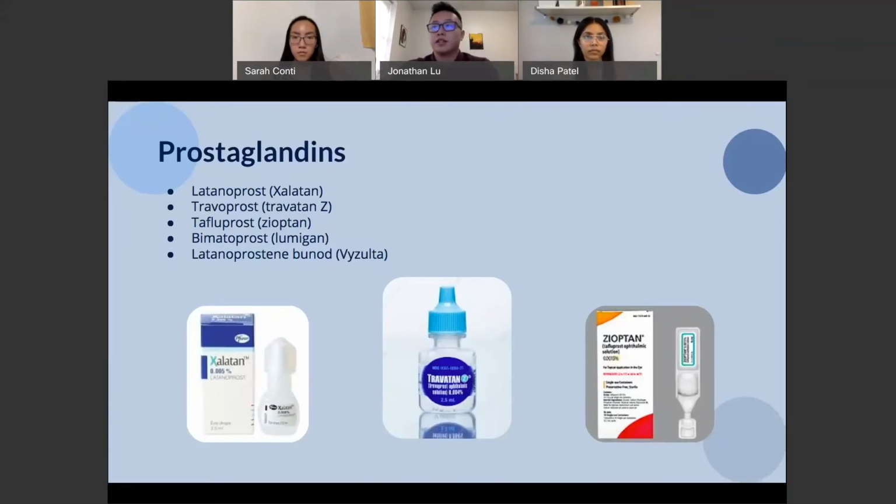Prostaglandins tend to have very few side effects. However, a patient could experience a change in iris color and growth in eyelashes. Change in pigmentation occurs in 15 to 30% of people in the first 2 years. While this does no harm, this color change is irreversible.